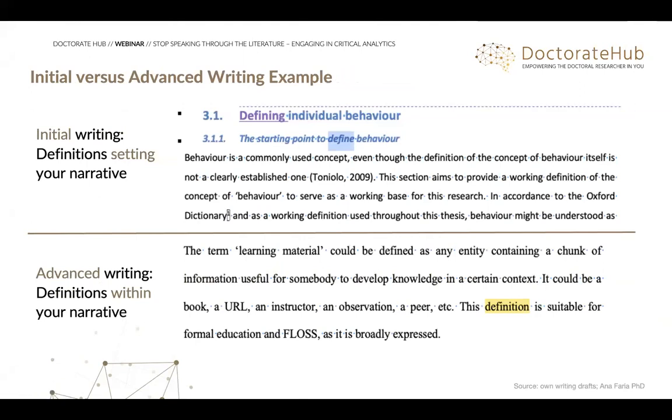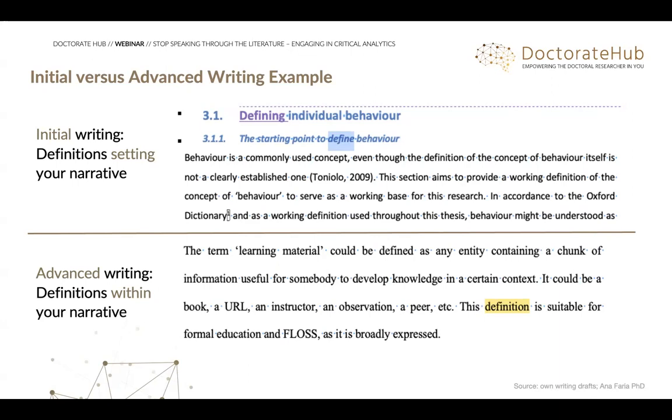Now, as a very practical example, let's look here in the above, the initial writing, definition setting your narrative, so you tell others and yourself what is defined as. So in this case, the starting point to define behavior is where the student is defining individual behavior. Going like, behavior is a commonly used concept, even though the definition of the concept of behavior itself is not a clearly established one. This section aims to provide a working definition of the concept of behavior to serve as a working base for this research in accordance to the Oxford Dictionary.